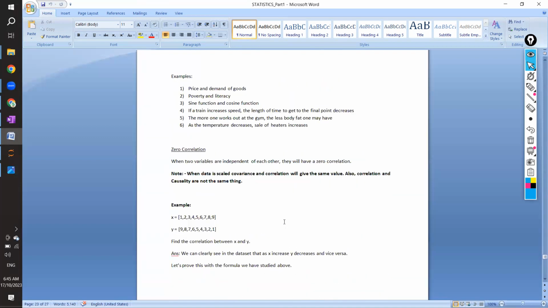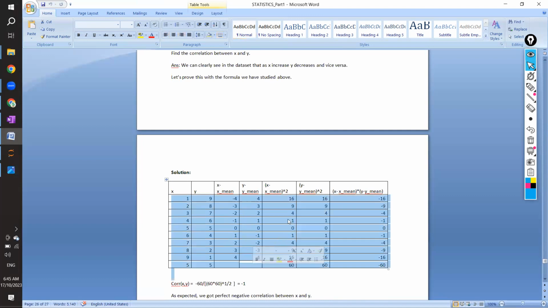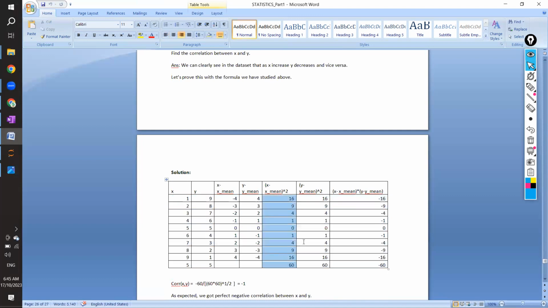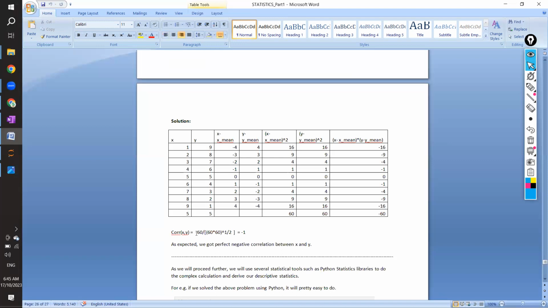If I do the same thing, these are my x values, these are my y values. This is x minus x bar, this is y minus y bar, x minus x bar whole square, y minus y bar whole square, and x minus x bar times y minus y bar. The individual terms required in the formula I'm calculating independently. Now the correlation: if you put everything into the formula, you get -1. As expected, we got the perfect negative correlation between x and y.